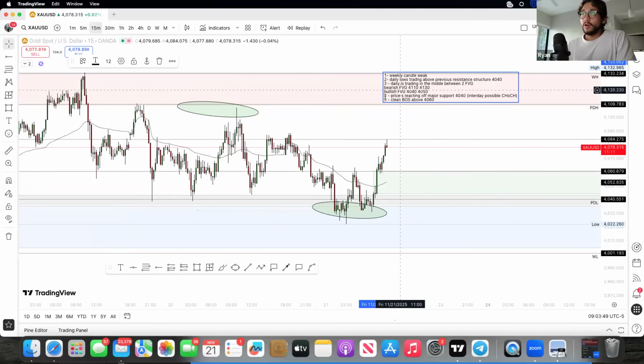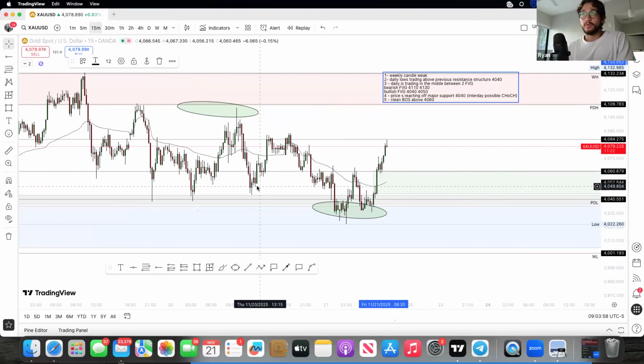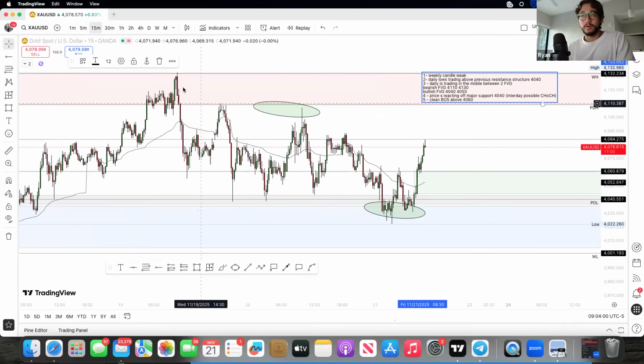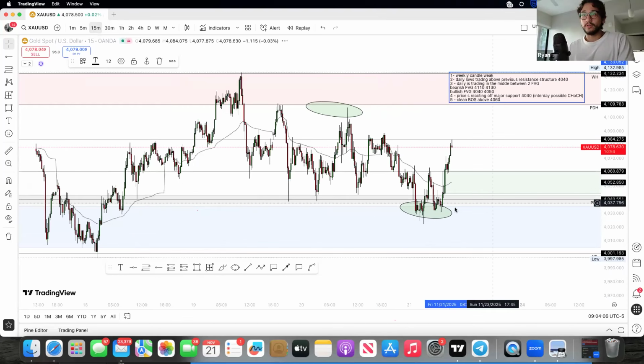We're gonna focus on the number 4 and number 5. Price is reacting off a major support 4040 into the structure. There's a possible change of character. The reason why we have a possible change of character, because again, we already explained we were coming from these lows, lower highs. We respect these lows. Pretty much a liquidity sweep of this entire lows.